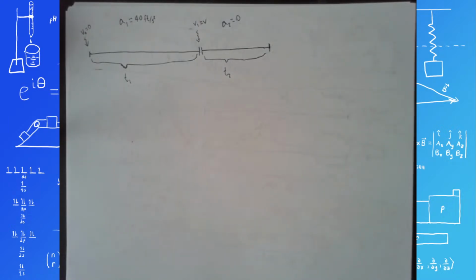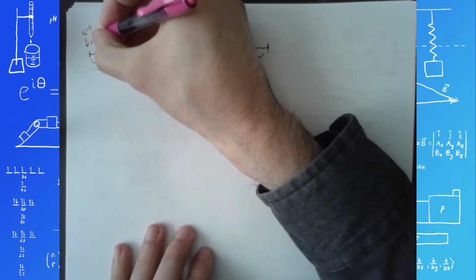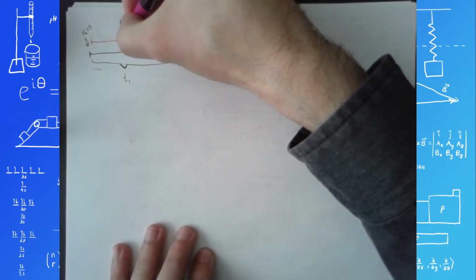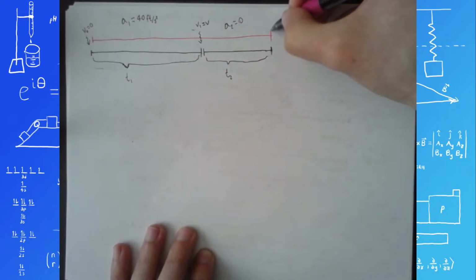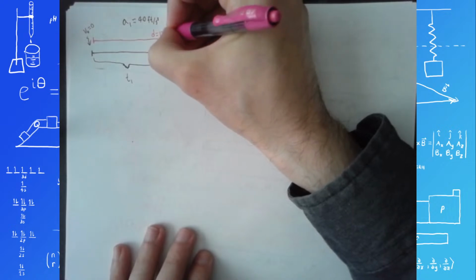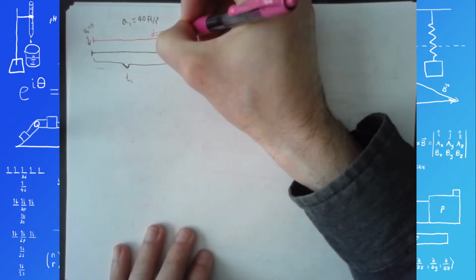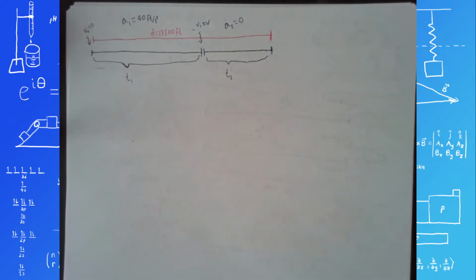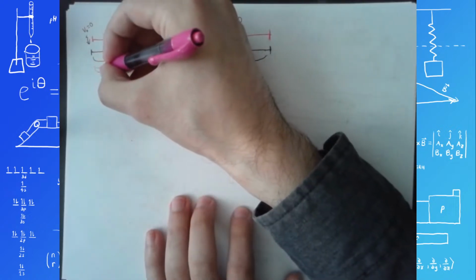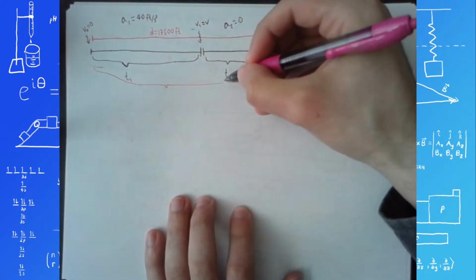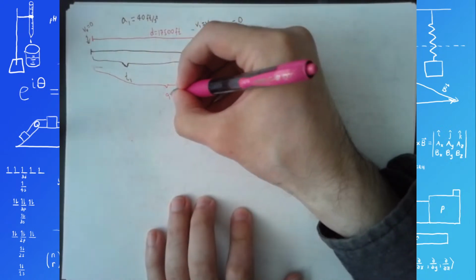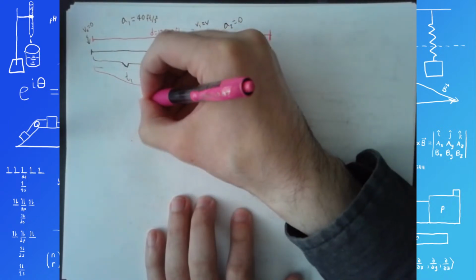If the total distance traveled by the sled is 17,500 feet, if the total distance, let's use pink for this, if this total distance d is equal to 17,500 feet, and the total time is 90 seconds, so total time is 90 seconds equals t1 plus t2.